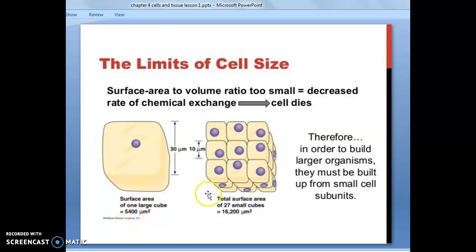square micrometers. If we divide this single cell into smaller cubes, we are going to have a total of 27 small cubes. So these 27 small cubes are going to offer 6200 square micrometers of area. Therefore, in order to build large organisms, they must be built up from small cell subunits, right? The living bodies have small cells, so it means the rate of exchange of material will be greater in their bodies.